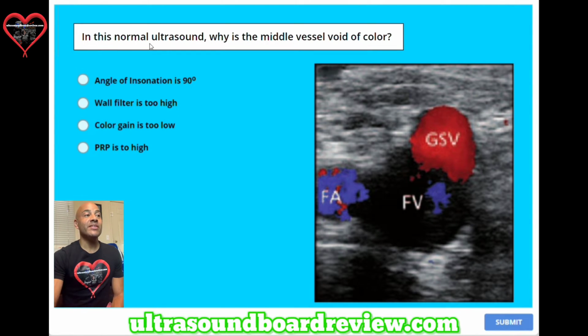Question 7. In this normal ultrasound, why is the middle vessel void of color? A, angle of inclination is 90 degrees. B, wall filter is too high. C, color gain is too low. Or D, PRP is too high.